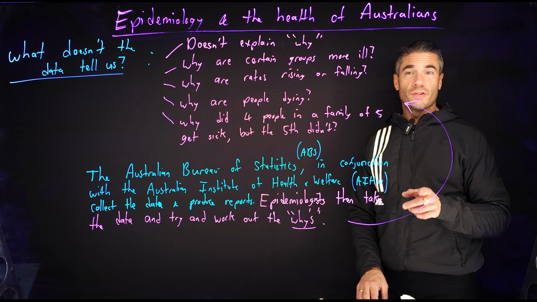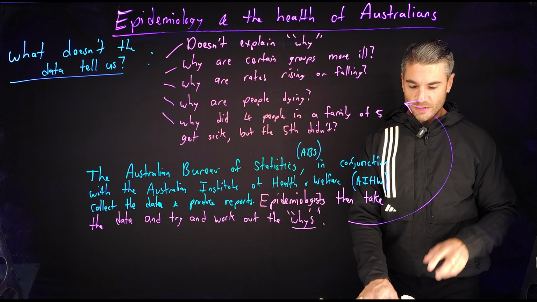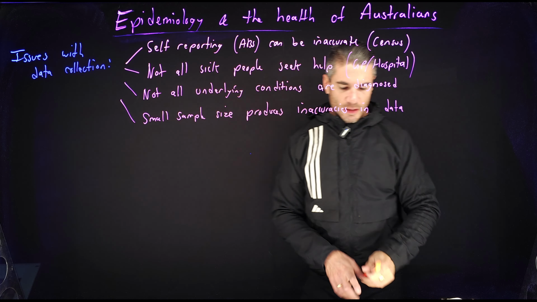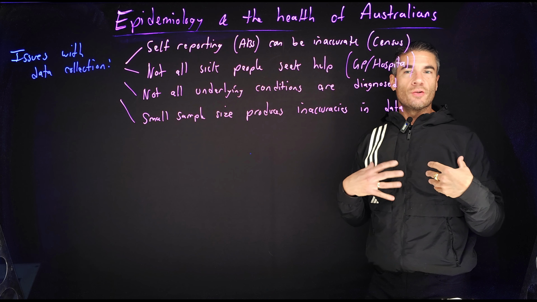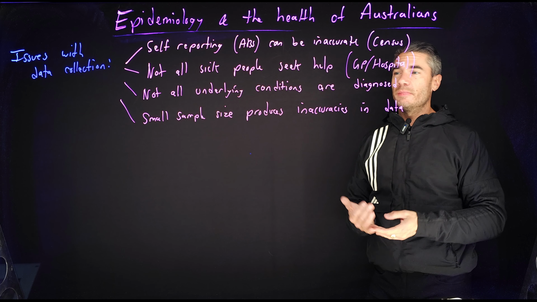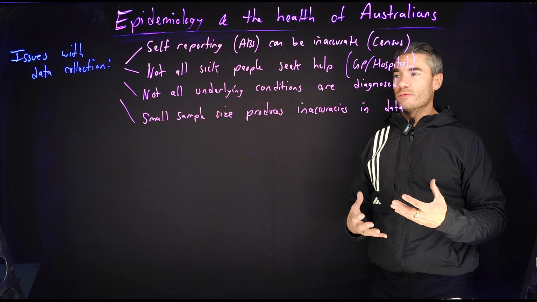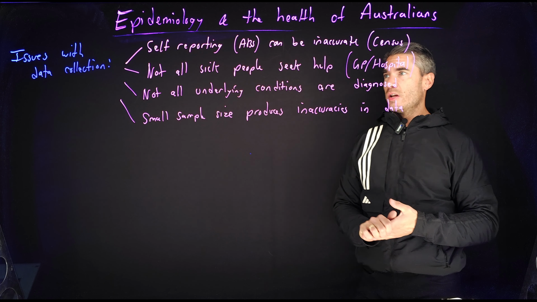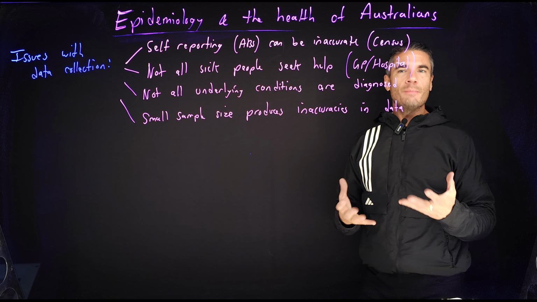There are some issues though with data collection, and I'll just quickly put them up too. So there are some issues with data collection. And this is also why epidemiologists have a job. They need to sort through these things to try and work out what's actually real or significant and what is not. So for example, self-reporting, through the ABS, can be inaccurate.